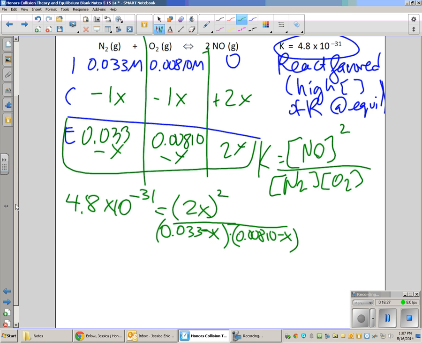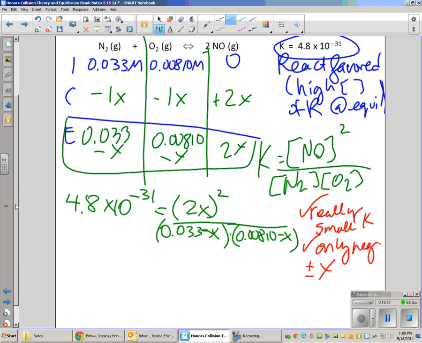But this x, I cannot ignore because otherwise I have to assume it's 0, and I can't put 0 in this because then it's going to give me 0 and k doesn't equal 0, right? So I can't neglect x unless two criteria are met. Really small k. That's the first thing that has to be checked. That has to be true. And that's true here. It's just 10 to the negative 31. You're cool.